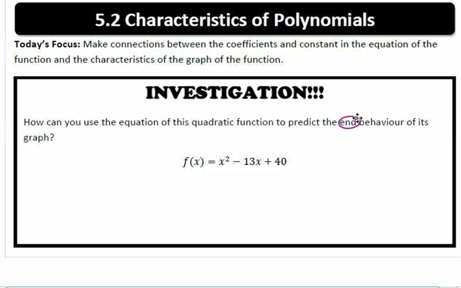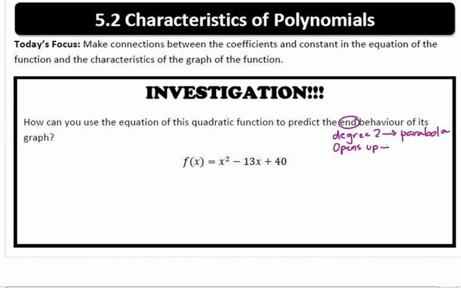Degree of 2, so meaning it is what? What kind of graph is this? A parabola. Parabola. Okay, so we know it's a parabola. What else could you tell me about this graph just by looking at it without using our graphing calculators? How do we know it opens up?